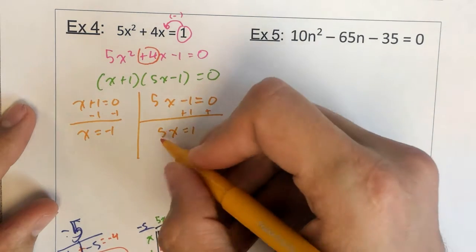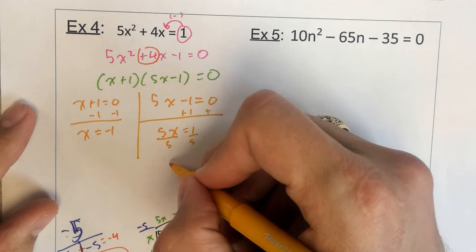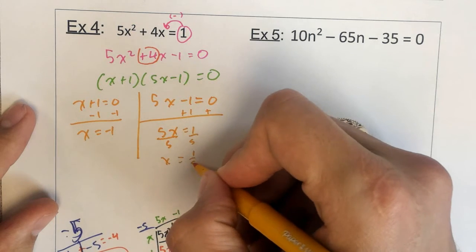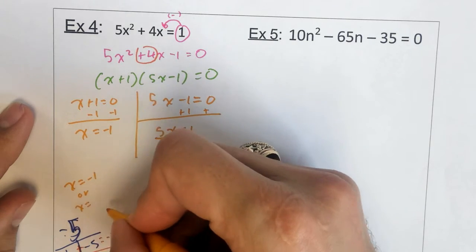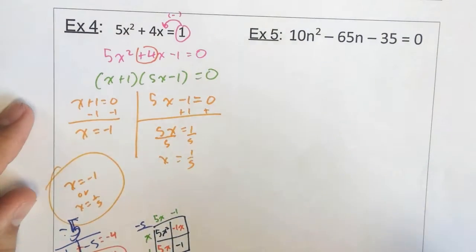5x is equal to 1. And then I'm going to divide by 5. X is equal to 1/5. So my solution is x is equal to negative 1 or x is equal to 1/5.